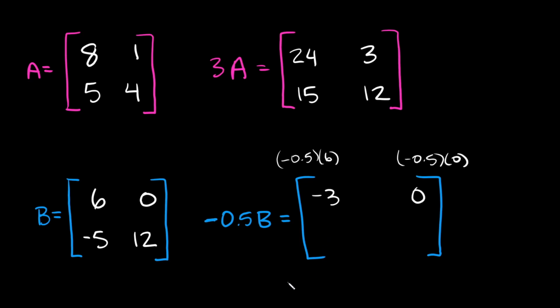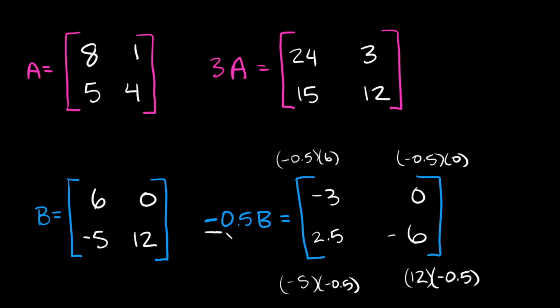And then down here, we have negative 5 times negative 0.5. A negative times a negative is a positive, and 5 divided by 2 essentially is 2.5. And then here, we would have 12 times negative 0.5. A positive times a negative, again, is a negative, and half of 12 is just 6. So this would be your answer right here if you multiplied matrix B by a scalar of negative 0.5.